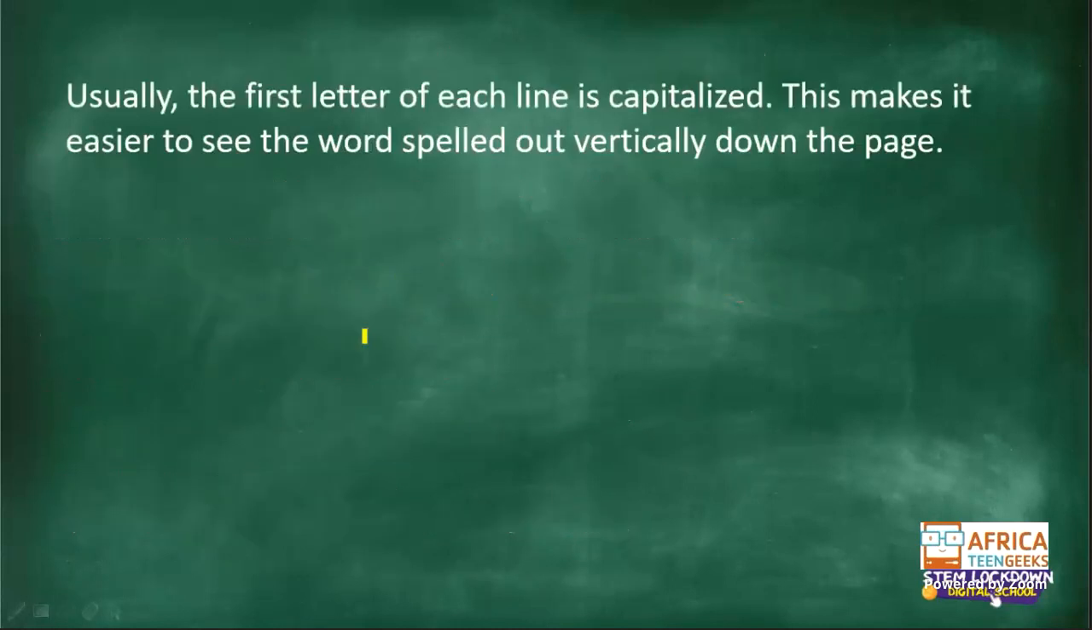Usually in your acrostic poem, the first letter of each line is capitalized. Now this makes it very easy to see the word spelled out vertically down the page. Because if someone just sees your poem, they're not going to immediately see, oh, it spells a word. So if it is capitalized, it's easier to see. Like you will see on my slides, I made mine orange. So making it a different color can also be a good idea for someone to quickly see what this poem is about.